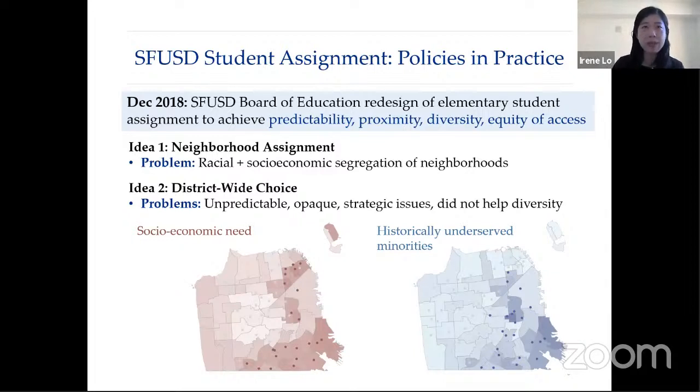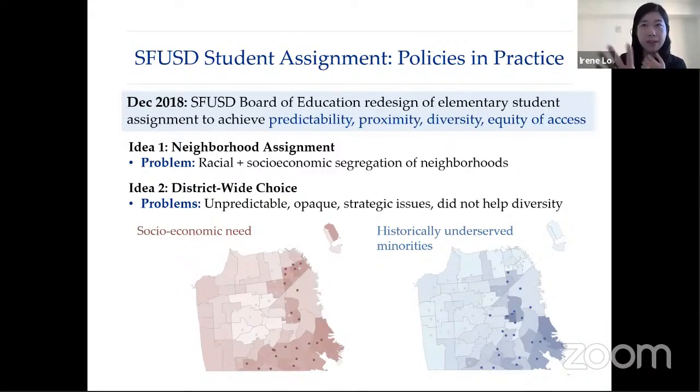And the problems with this system were that even though it was meant to give students opportunities to go anywhere they wanted in the district, in practice, it was really hard for them to do so because the system was unpredictable and opaque. So they had no idea which schools they would be able to get into. There were strategic issues where people were trying to game the system by lying about where they wanted to go or moving into advantageous areas.